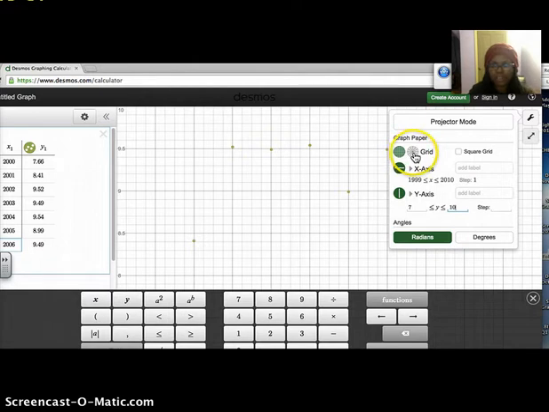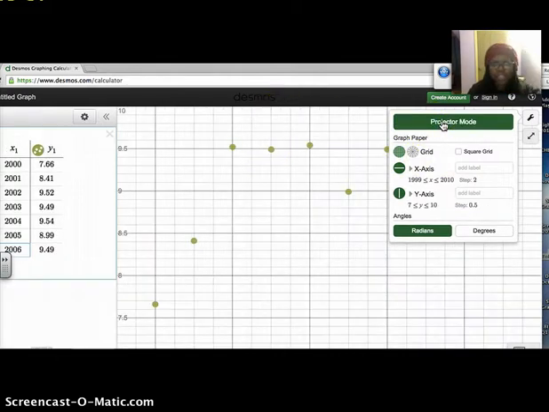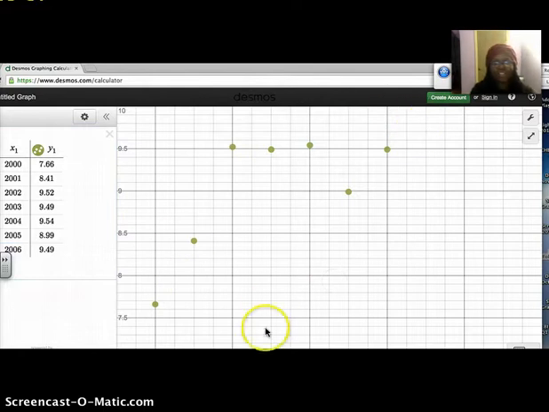For conversation's sake, if you go to square grid, that means if it goes out 1, it goes up 1. We don't want a square grid because that's not how our information is labeled. Projector mode, actually, I kind of like it. Makes it a little bit bolder and we can see it better, so I'm going to do that. And I think that's good, obviously, if we're using a projector. With that in mind, let's click back on the graph. Here's our scatter plot. So much better than doing it ourselves.